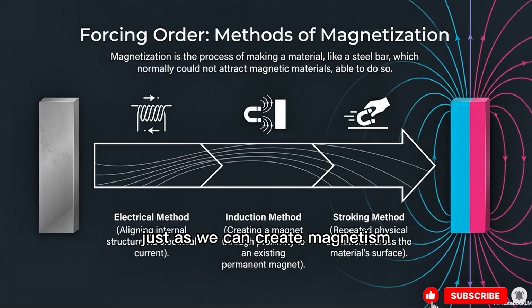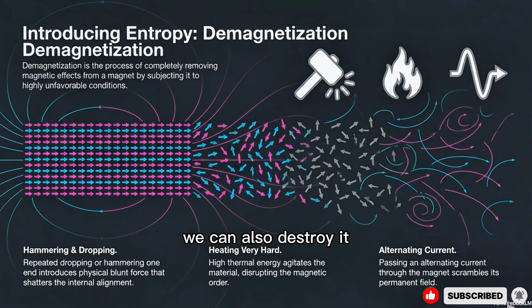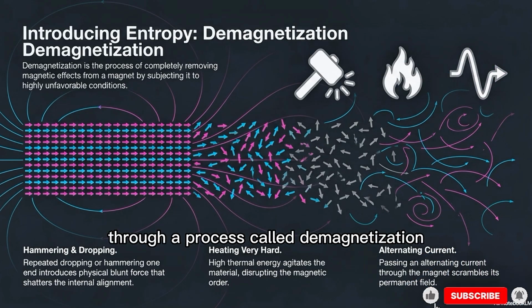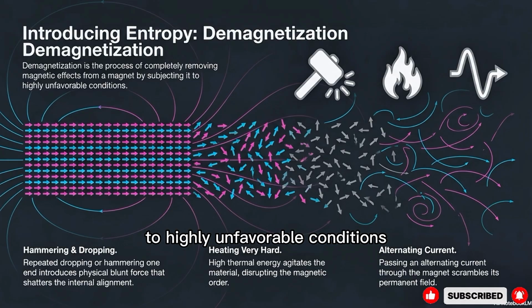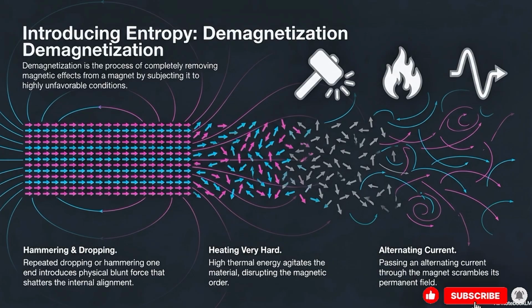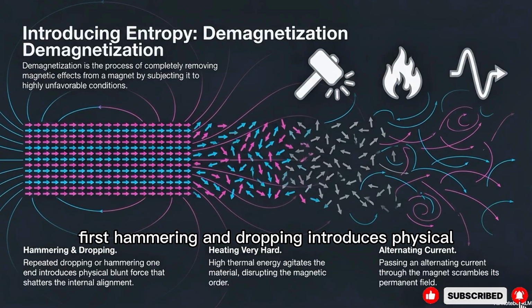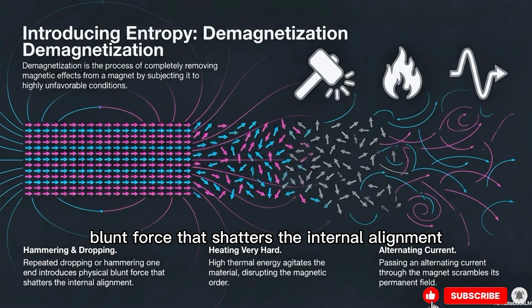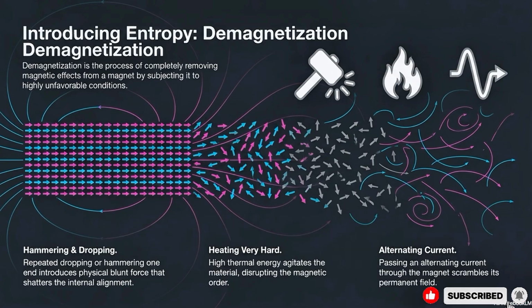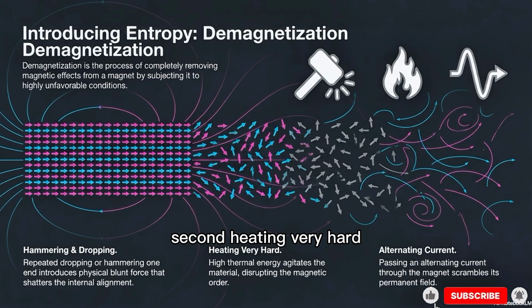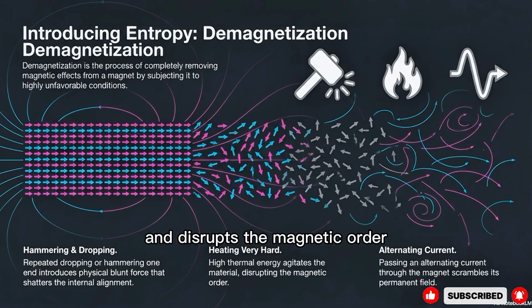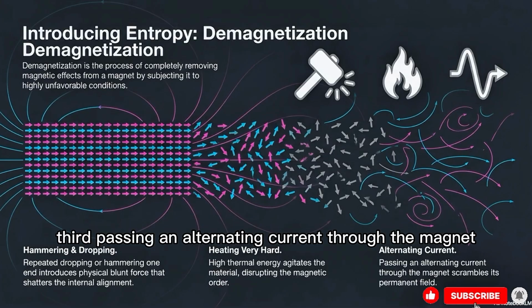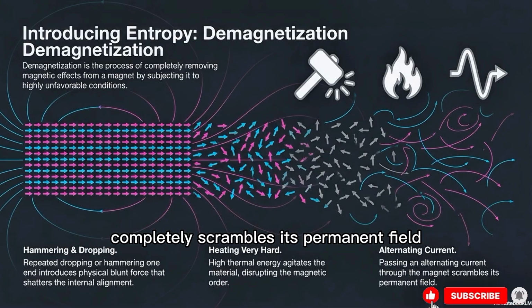Just as we can create magnetism, we can also destroy it through a process called demagnetization. This is done by subjecting a magnet to highly unfavorable conditions. First, hammering and dropping introduces physical blunt force that shatters the internal alignment. Second, heating very hard introduces high thermal energy that agitates the material and disrupts the magnetic order. Third, passing an alternating current through the magnet completely scrambles its permanent field.